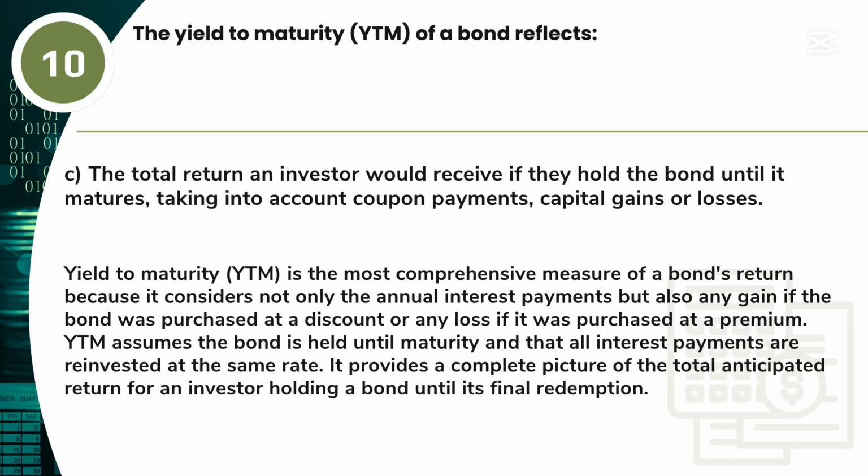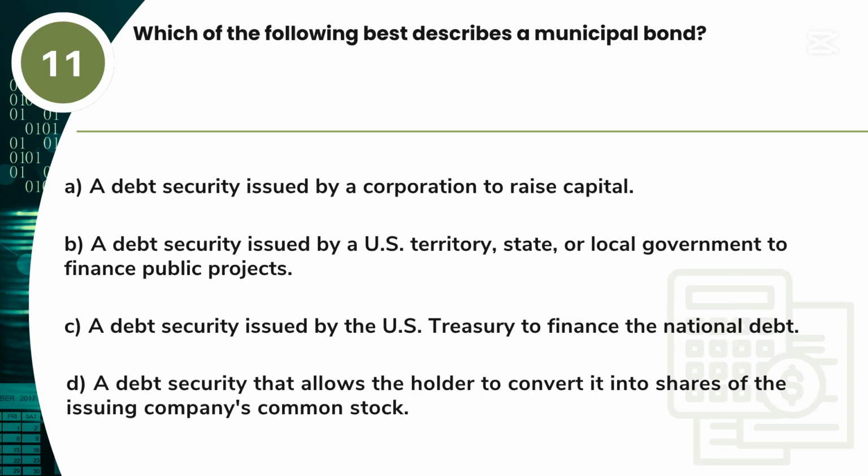Answer: C. The total return an investor would receive if they hold the bond until it matures, taking into account coupon payments, capital gains or losses. Yield to maturity, YTM, is the most comprehensive measure of a bond's return because it considers not only the annual interest payments but also any gain if the bond was purchased at a discount or any loss if it was purchased at a premium. YTM assumes the bond is held until maturity and that all interest payments are reinvested at the same rate. It provides a complete picture of the total anticipated return for an investor holding a bond until its final redemption.